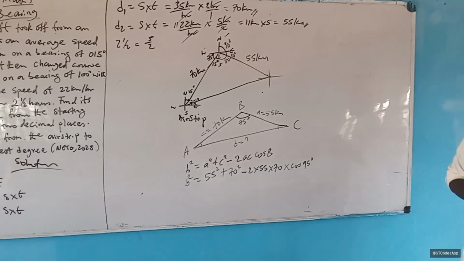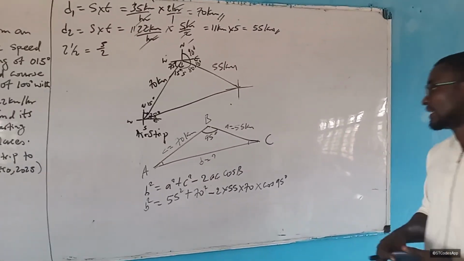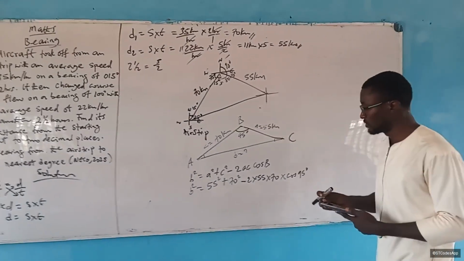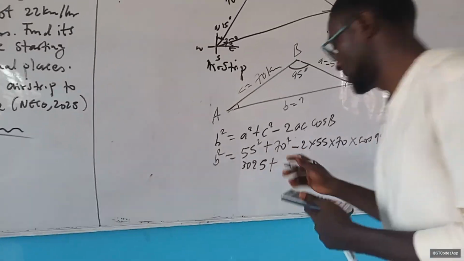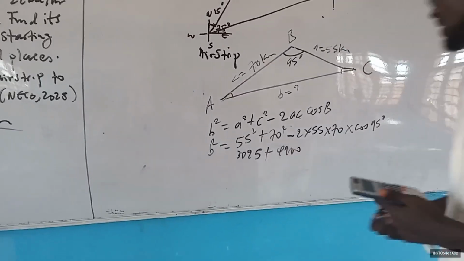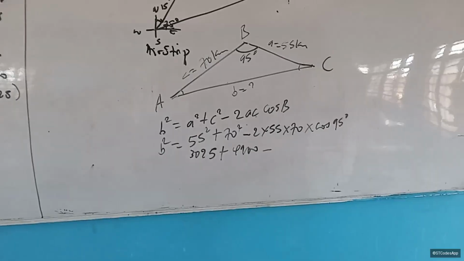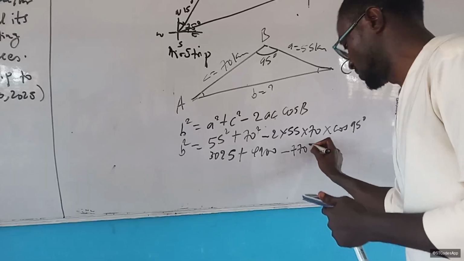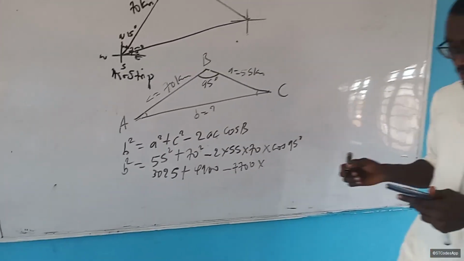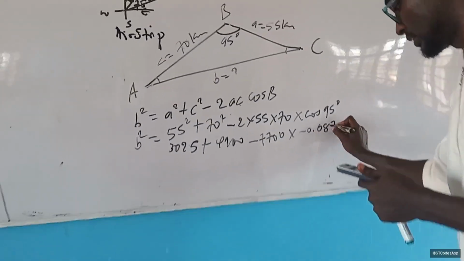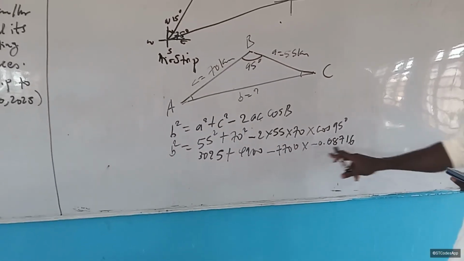What do you have as 55 squared? We take the square of 55, plus the square of 70, adding everything together and subtracting the product. So 55 squared will give us 3,025, then 70 squared will give us 4,900, minus the product of 55 times 2 times 70, which is 7,700, then times cos 95, which gives us minus 0.08716.